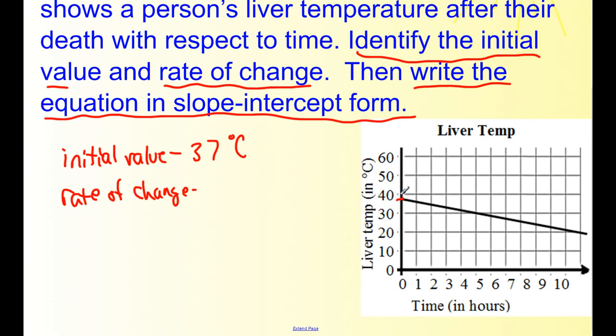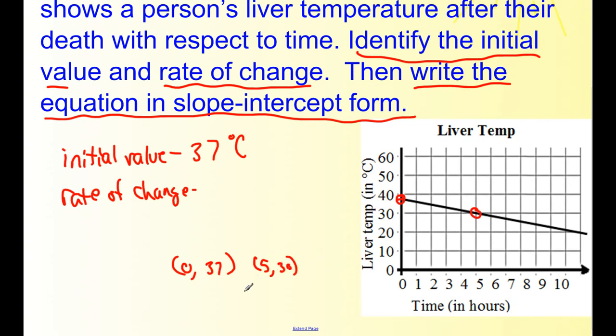And rate of change. So how much is this changing? Well, that's a nice point right there. I'm trying to see if there are any other nice points that I know exactly what they are. But let's just use this one and this one. If we're calling this first one 37, we'd have two points: 0, 37. So when the time is 0, the temperature is 37. And when the time is 5, the temperature is 30.